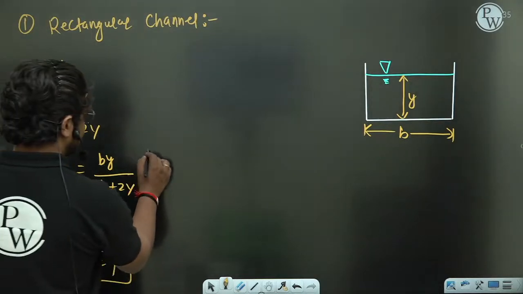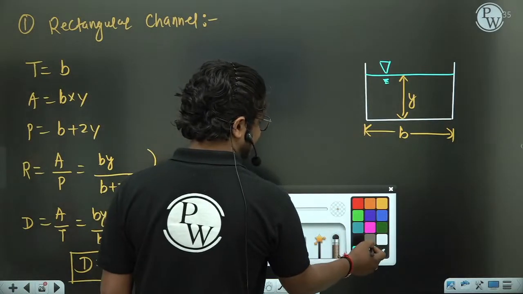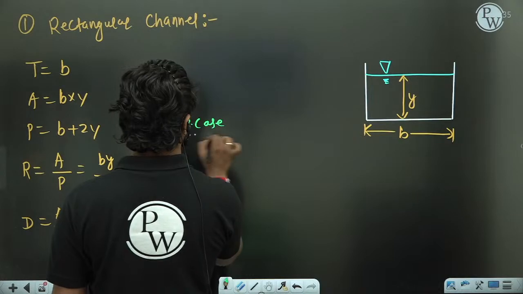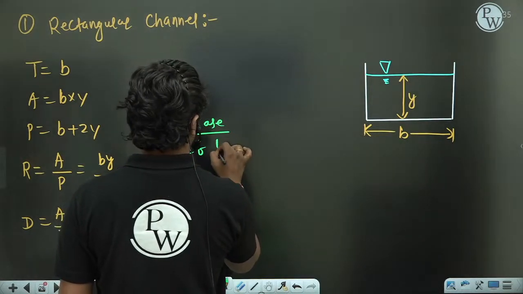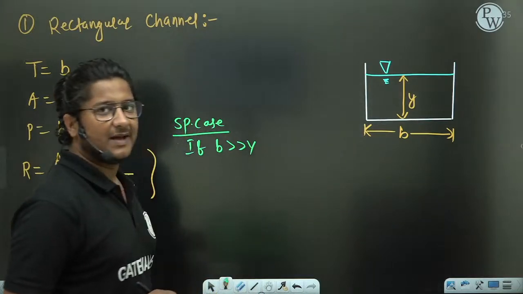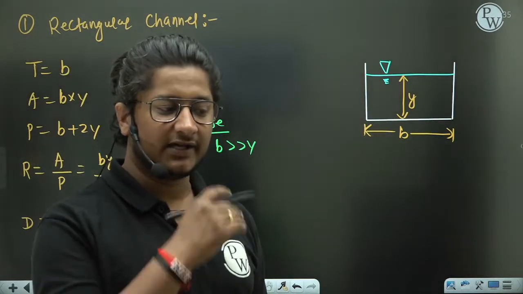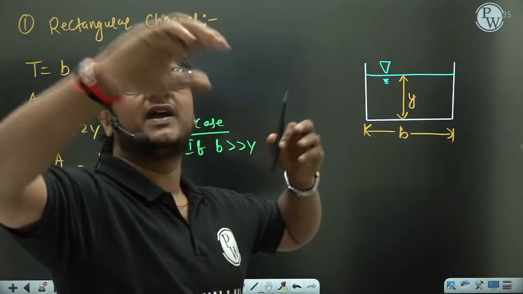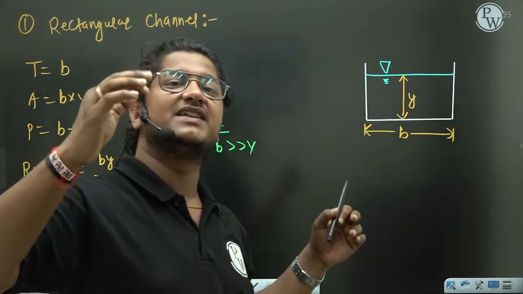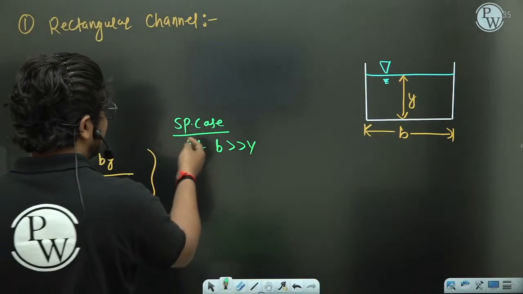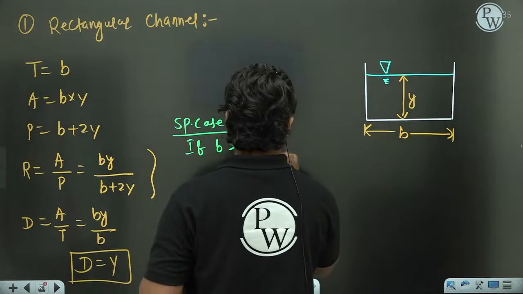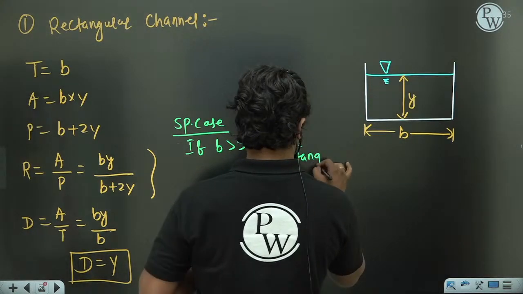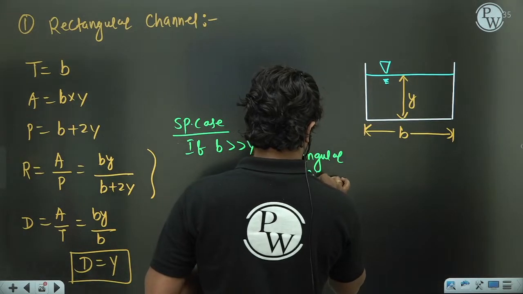Now for this case, I'm writing a special case for all of you. Special case, if B is very much greater than Y. When will it happen? For example, the Ganga river is flowing in a planar area. There you will find the depth of the Ganga is very much lesser compared to the width, or the width is very much higher compared to the depth. So this is the condition, B is very much greater than Y. This is something we name a wide rectangular section, a wide rectangular channel.